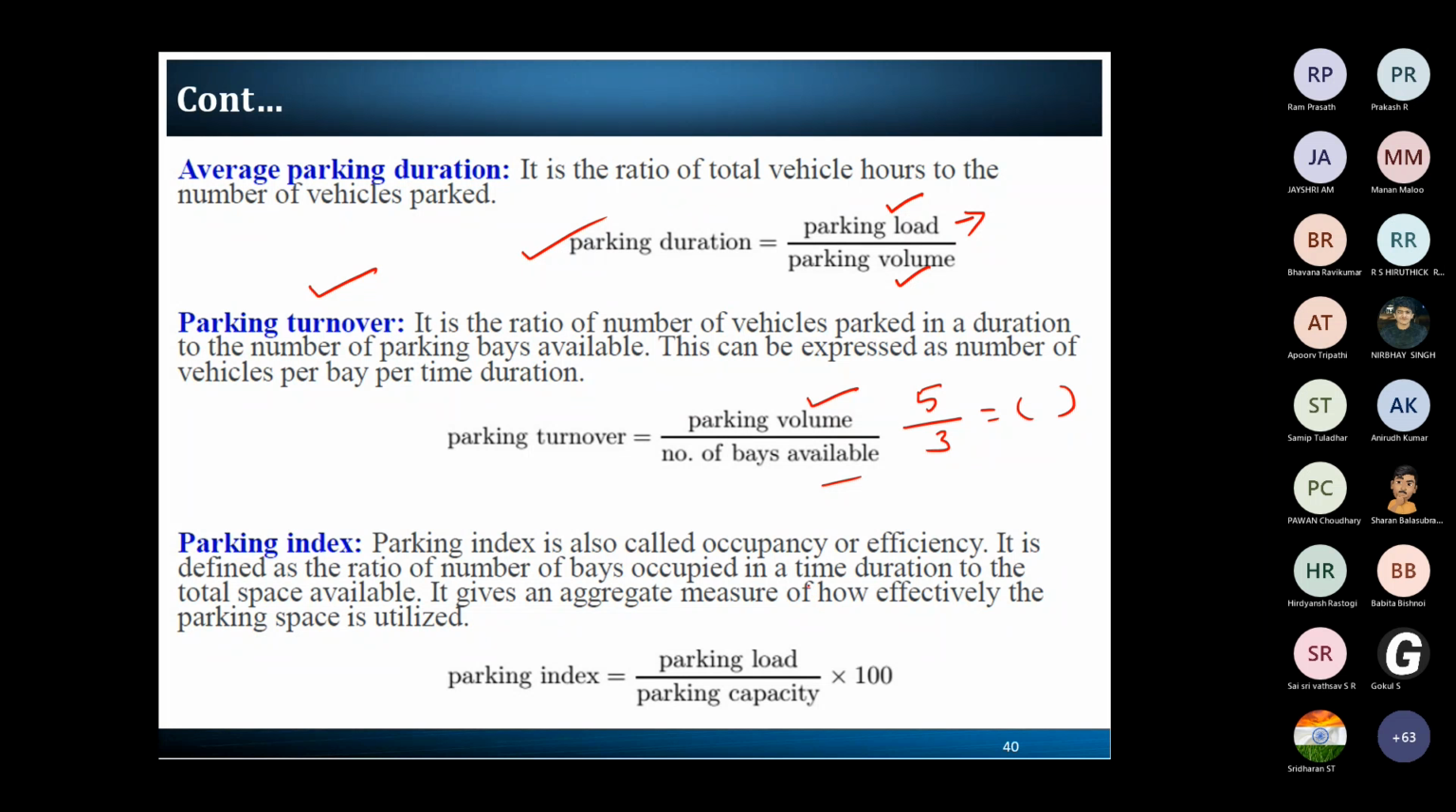Then the parking index, basically it is used to analyze the efficiency level, or how well the provided bays are occupied with respect to vehicles in the parking aspect. The parking index is nothing but the parking load divided by the parking capacity, measured as a percentage, because efficiency is always in percentage. So these are the statistical parameters.